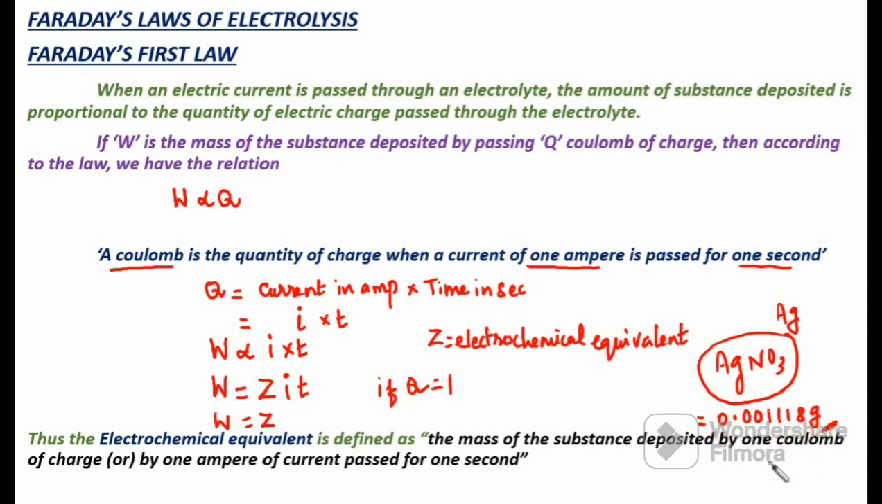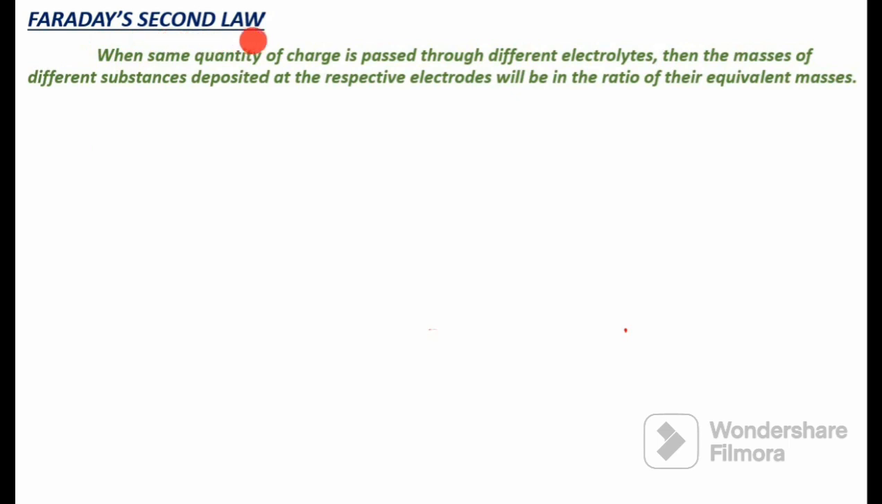Can you understand? Now let us see Faraday's second law. When the same quantity of charge is passed through different electrolytes, then the masses of different substances deposited at the respective electrodes will be in the ratio of their equivalent masses. Can you understand?